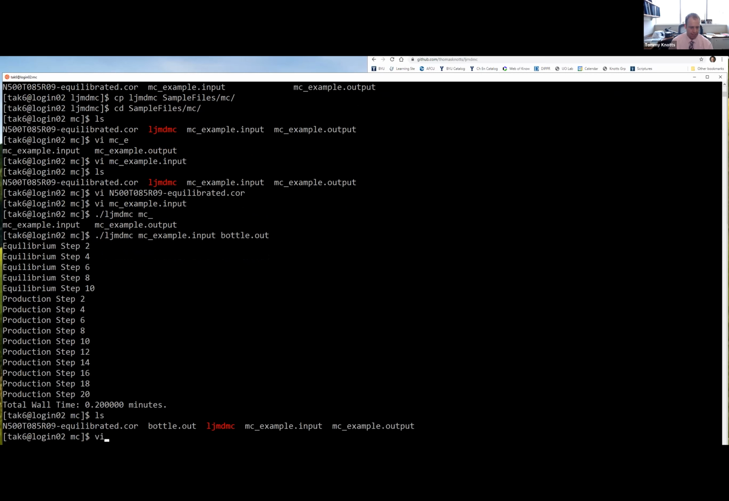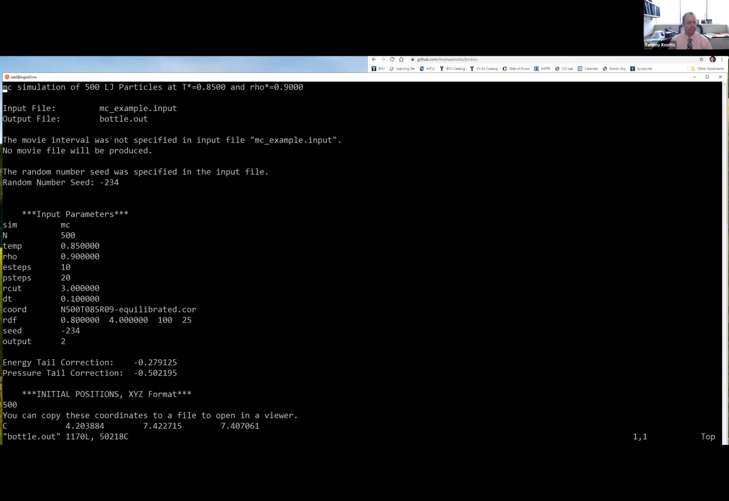And I'm going to look at bottle.out and just show you a few things. It reminds you of everything you gave it. So it tells me where I was, my temperature and density. It tells me what I called my input file, what I called my output file. We'll talk about movie files later. You don't necessarily need to worry about that. It says I used a random number seed that was specified in the file. And that's important because if I ever want to replicate this exact simulation, I can give it that number again. It tells me everything else that I put in here.